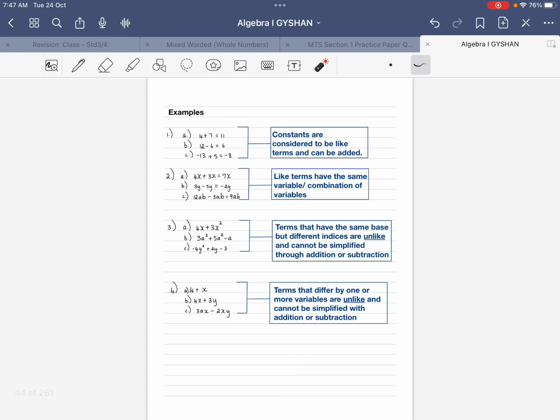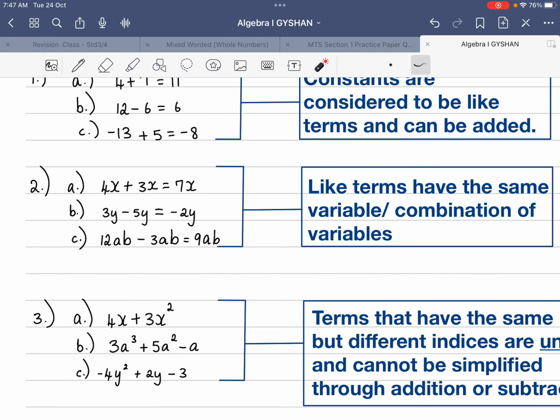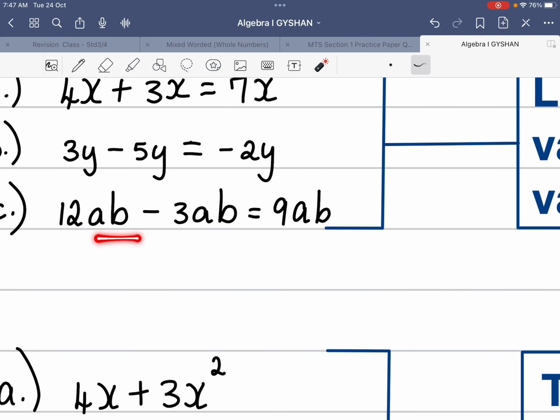So here we have a few examples. So constants, we can add constants. 4 plus 7 is 11, 12 minus 6 is 6. Like terms, we can add these or subtract these. 12ab minus 3ab is equal to, so if the terms are the same, ab and ab, we can simply do your regular arithmetic with your numbers. 12 minus 3 is 9, and put back the term.